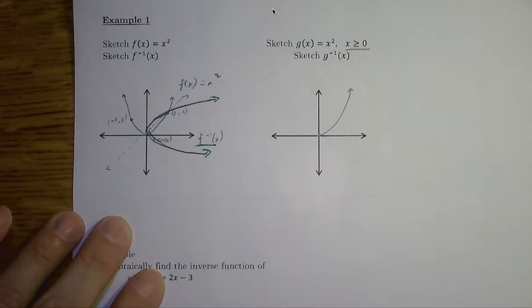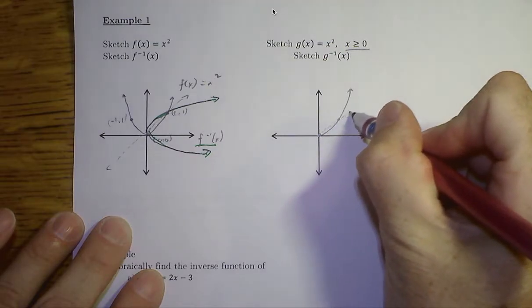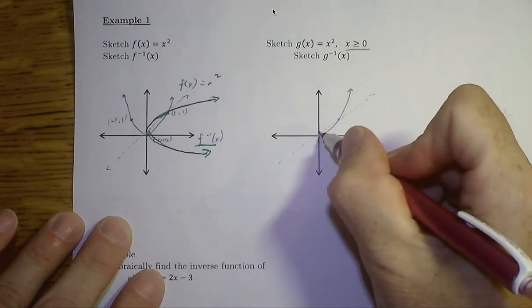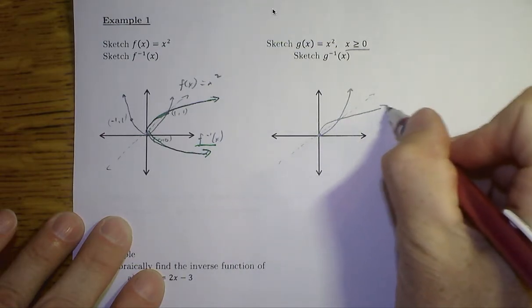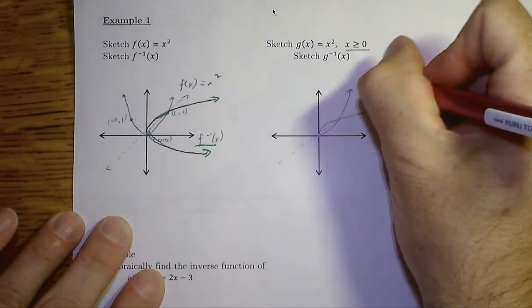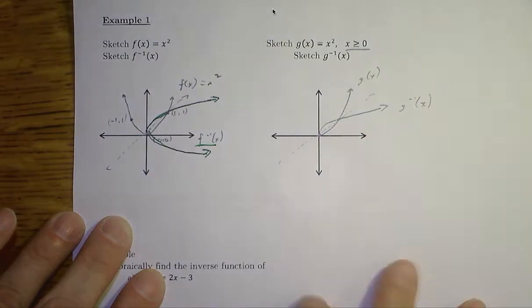So this parabola passes the horizontal line test. And indeed, this function will have an inverse. So you'll have to trust me again. So here's my identity line. My inverse function simply will look like that. So if this is g of x, the inverse is g inverse of x.